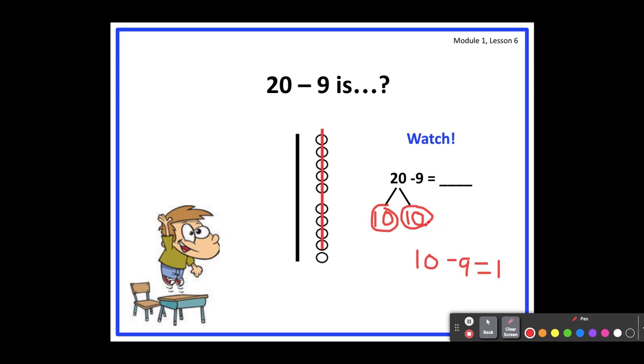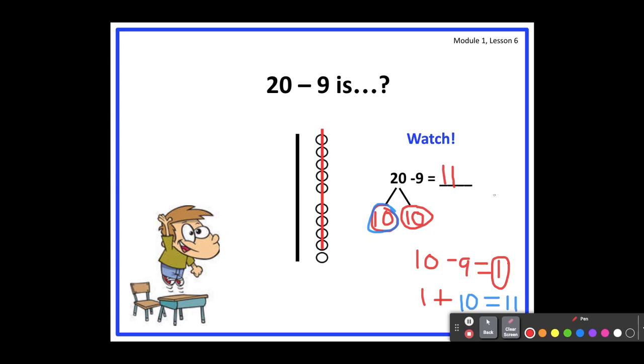And now all we have to do is add the numbers that are left over. This 1 plus the other number part, which is the other 10, this part here. So 1 plus 10 equals 11. Our answer, 20 minus 9, is 11. This is the strategy that I want you to work on during the problem set.